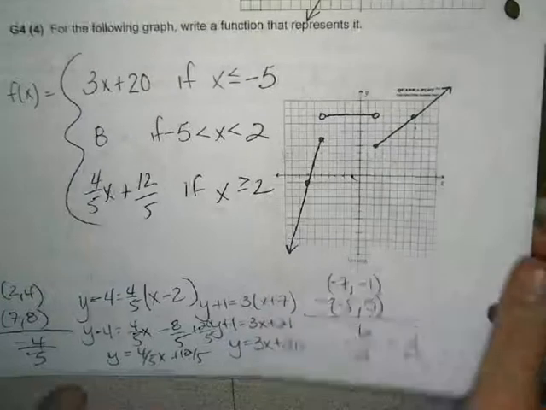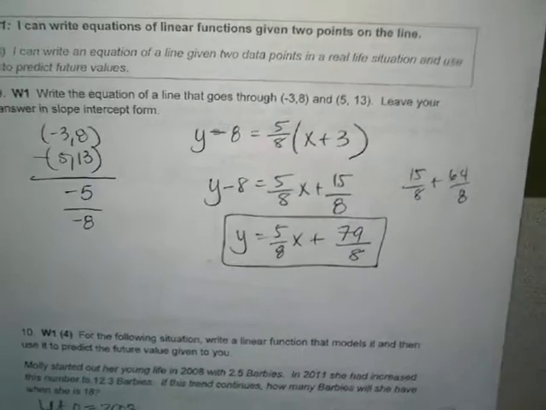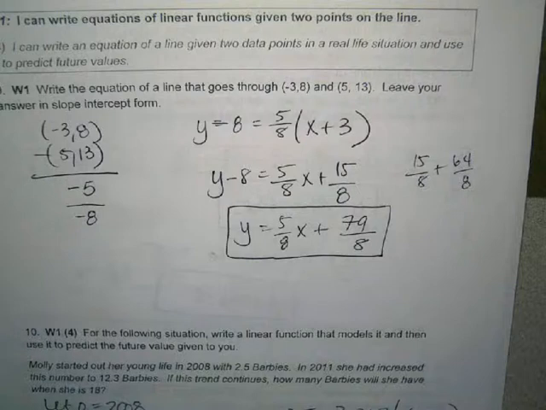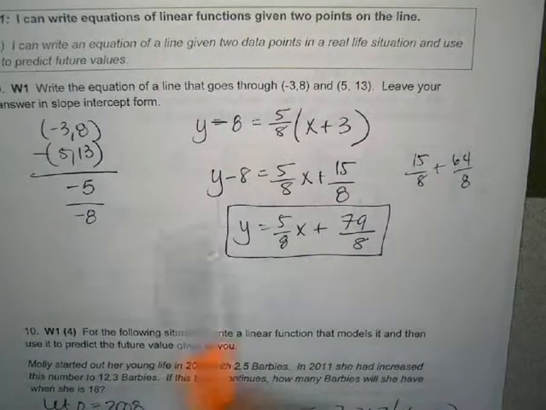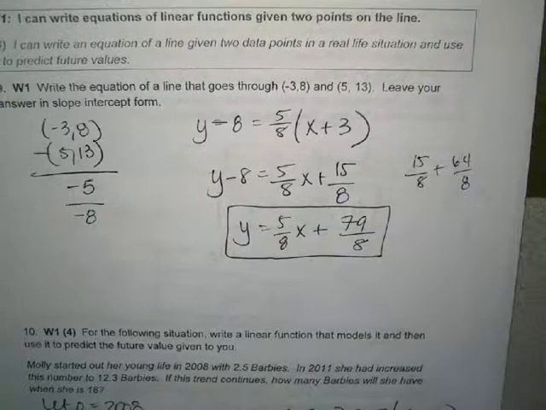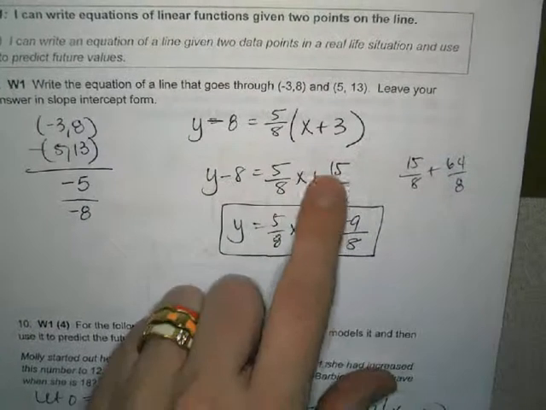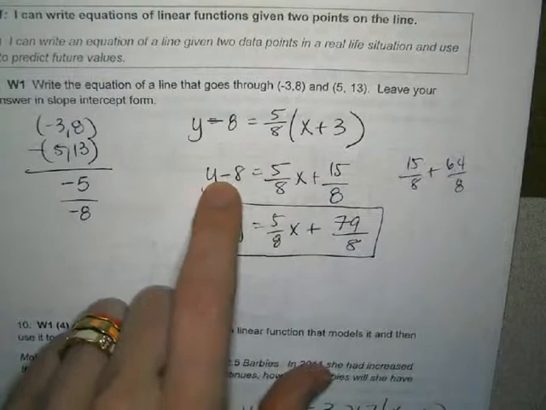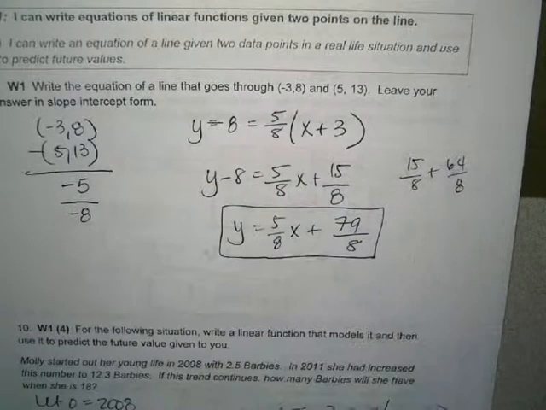Okay, and flipper. Number 9, that should be your work. Stack and subtract, plug it into the point slope form. Make sure you leave your answer in slope intercept form. This is my fraction work to add 15/8 and 8/1 together. I had to change the 8/1 to 64/8.